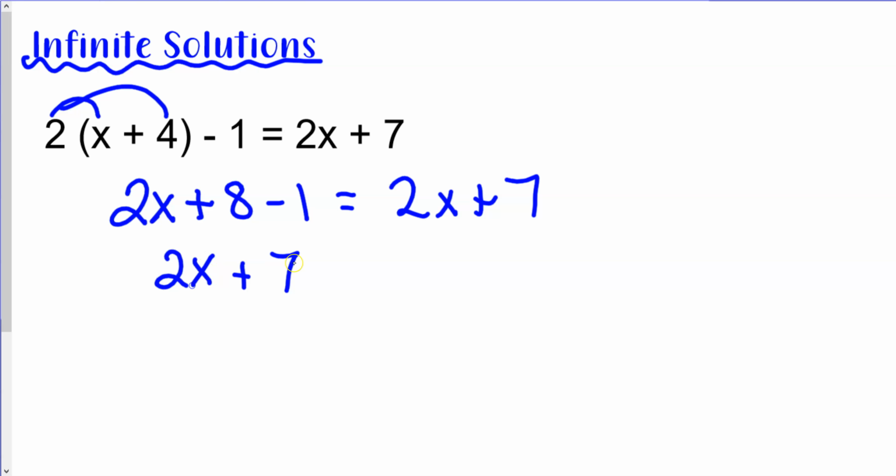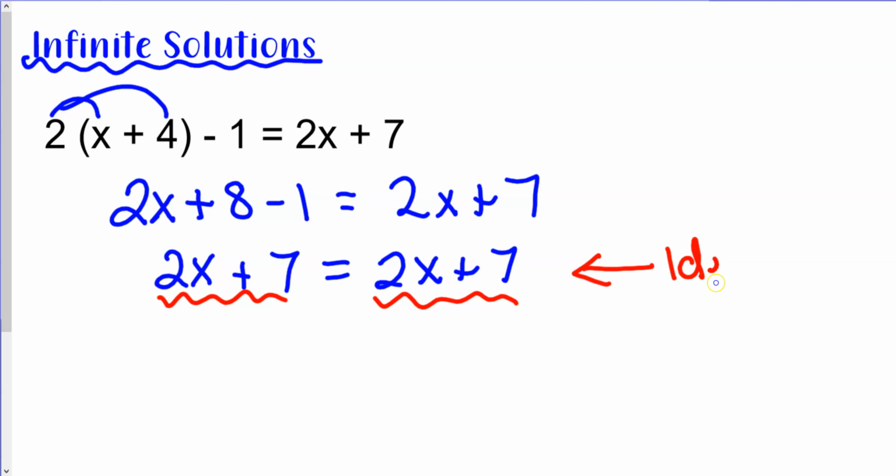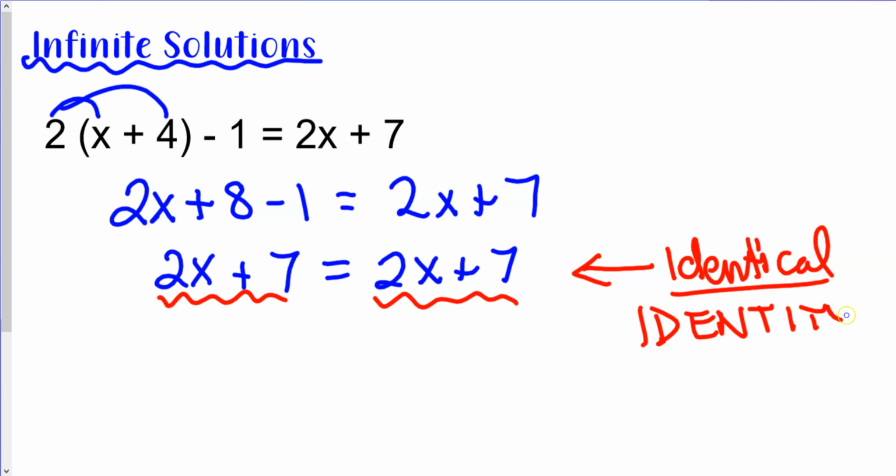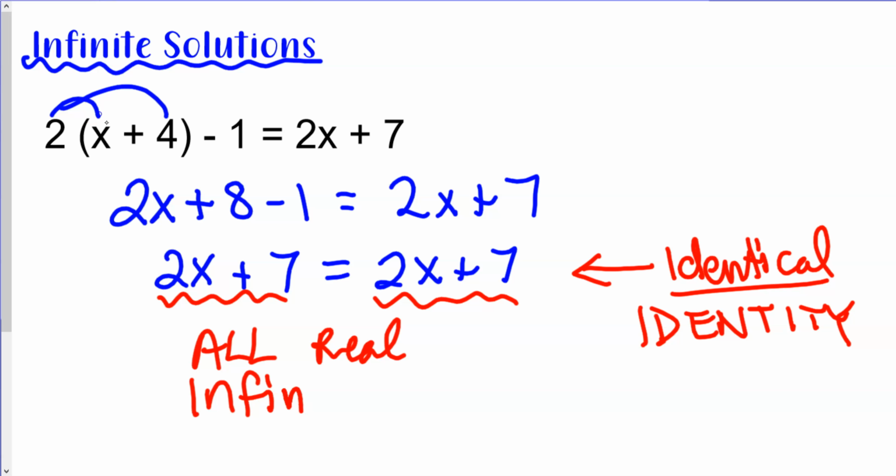Now what you should be noticing is that both sides of the equation are exactly the same. 2x plus 7 is equal to 2x plus 7. Both sides of the equation are identical. And in math, that's known as the identity. And the identity just means that it doesn't matter what value you choose for x, every single value will make this equation true. So your answer is all real numbers or infinite solutions. There is an infinite number of numbers that make this equation true.